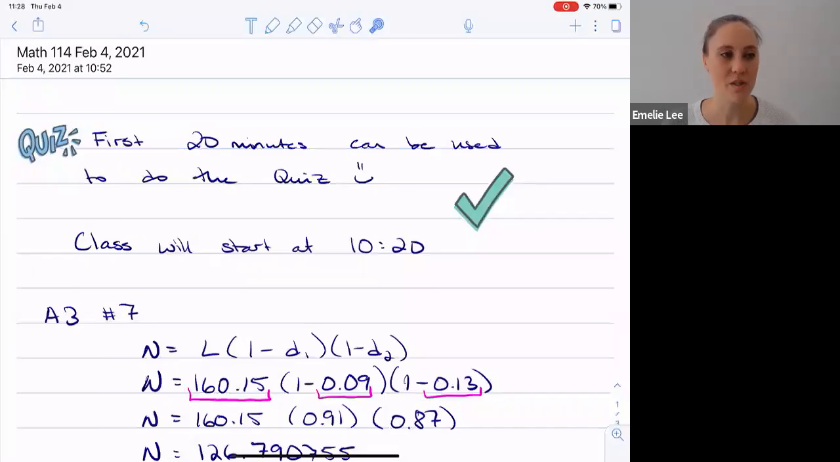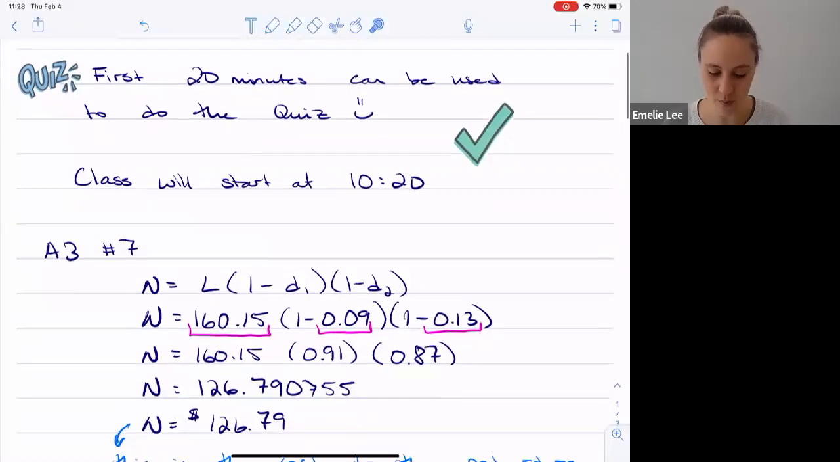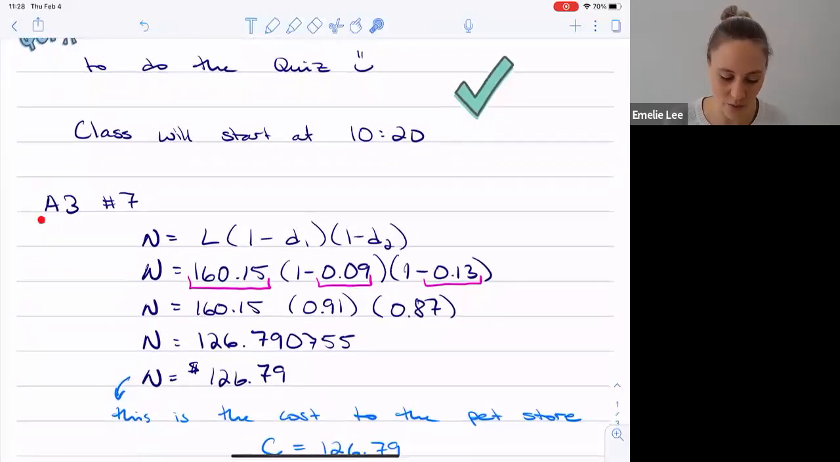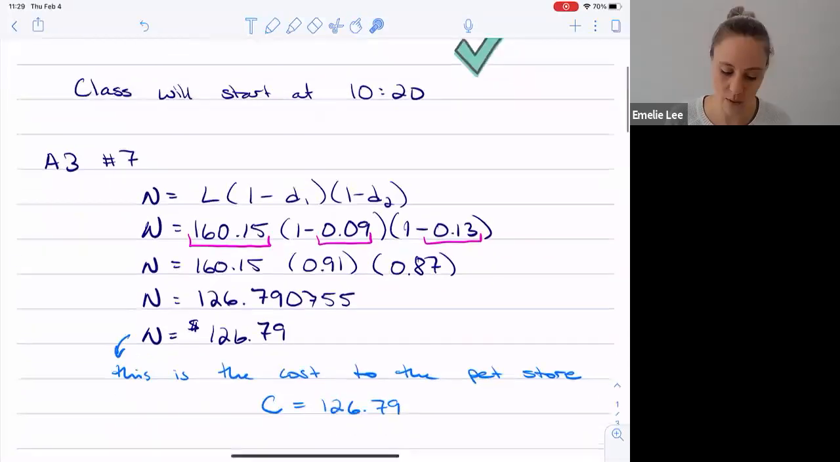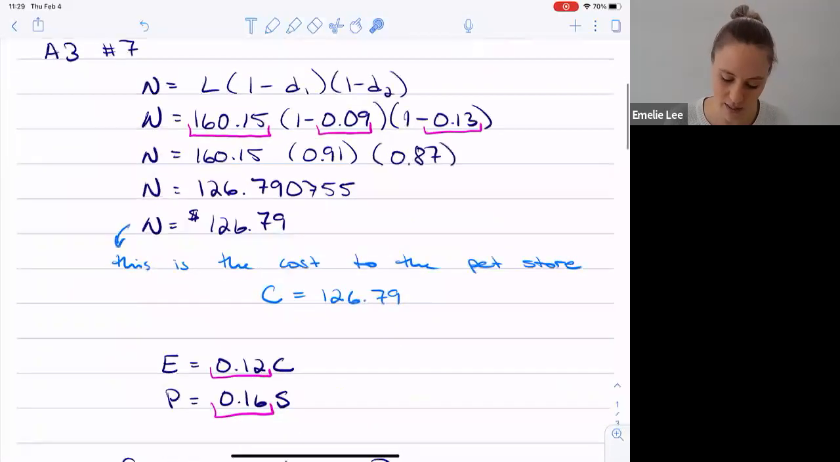Okay, so you might have used that time to do the quiz. I'll post these notes as I always do, right? And so we went through, and so here are the solutions to assignment 3, number 7, which was kind of a long, tricky question. I've underlined the values that will likely be different for your question versus my question.